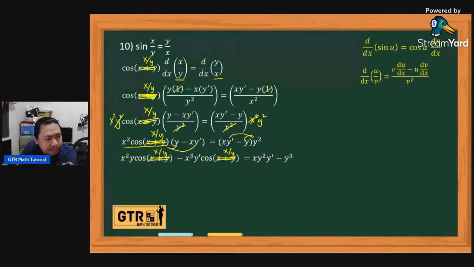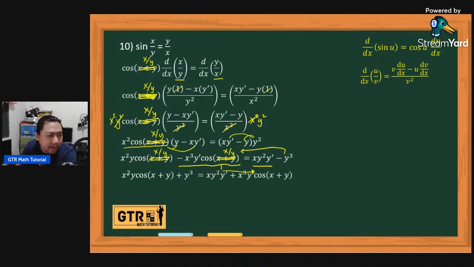Okay, so combine the terms with y prime and the non-y prime terms to the right side. These are the terms with y prime, this one and this one. So put this to the right side, so negative will become positive. And then the negative y cubed, put it on the left side at the same time. So we have x squared y cosine of x over y. This term, kinopya lang. Negative y cubed, put on the left side, so that is positive y cubed.